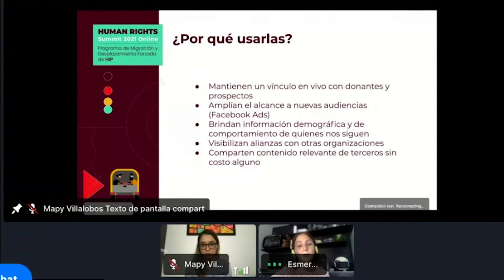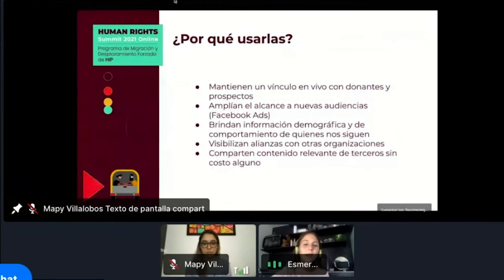Why use them? Because you're able to interact with donors and with prospects. It's not necessary to launch a campaign all the time, but you can keep in touch with your donors and with your audience. You expand your reach, and we let people know that we're doing relevant things. We can show people what we're doing, and they can start following that because it's of interest to them. Maybe we have some specialists, maybe not, but we can also become a reference.